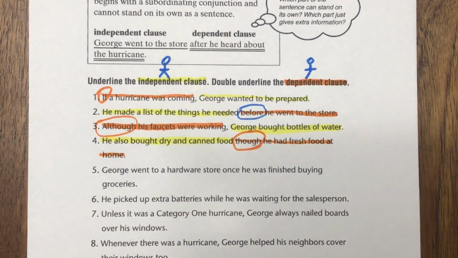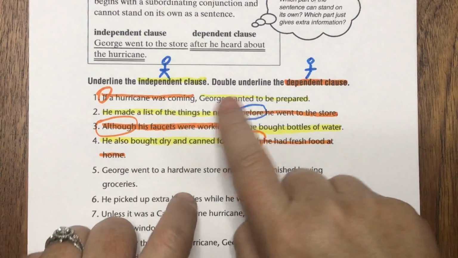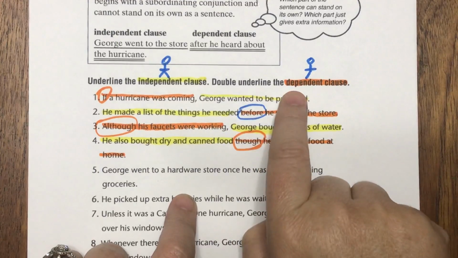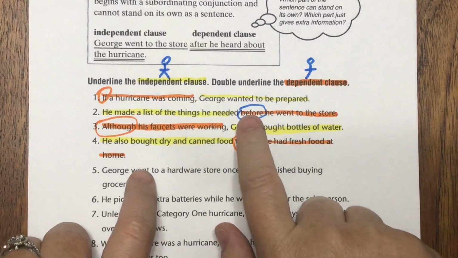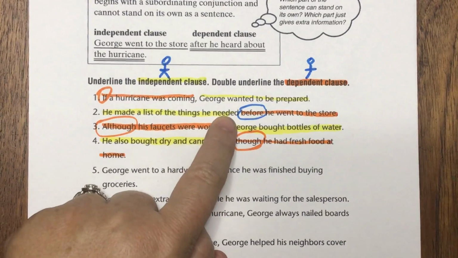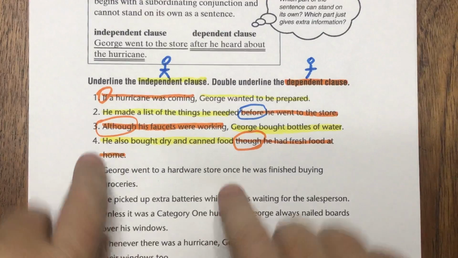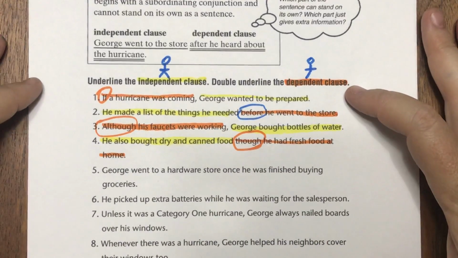I'm noticing a pattern. I don't know if you're noticing the same pattern. I'm noticing that when it starts with a conjunction, then the independent clause comes second. But when the conjunction's in the middle of the sentence, the independent clause comes first. Do you see that pattern? Do you see how it's alternating? So hopefully that can help you finish this page.